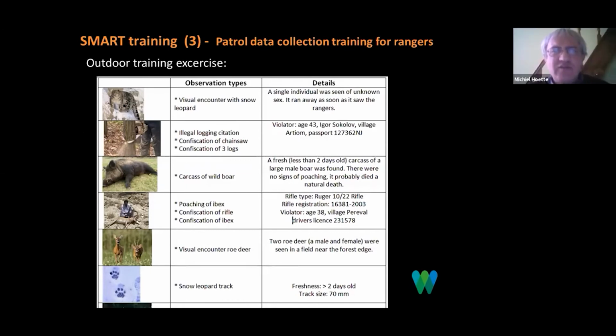And some details of each observation type. This is a handout that every ranger that will practice data collection gets. And basically what you ask them to do then is to walk small routes, and along that route they see those pictures. You put them up on trees or walls or whatever, and then they have to document the observation with all the details that are on this handout.